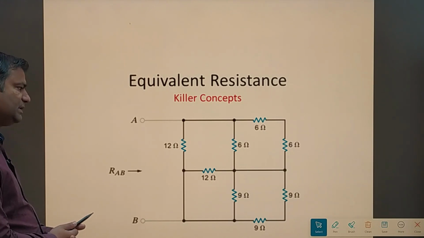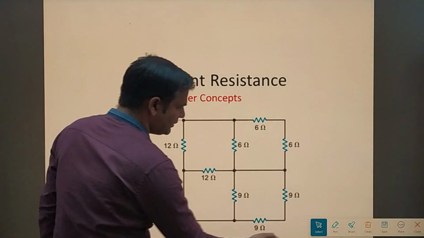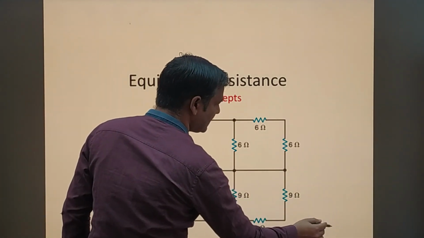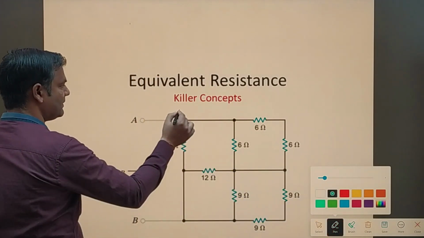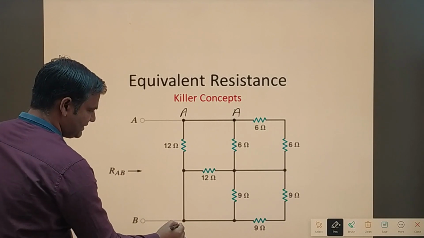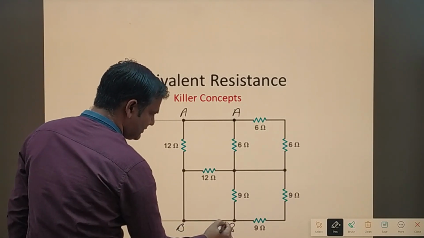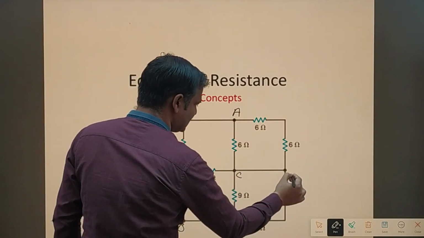Find the equivalent resistance between A and B. So how can we determine that point, is it A or B? First of all, you can write here that this point is A, that point is also A. If this is B, that is also B, and that is also B. If this one is C, that is also C.